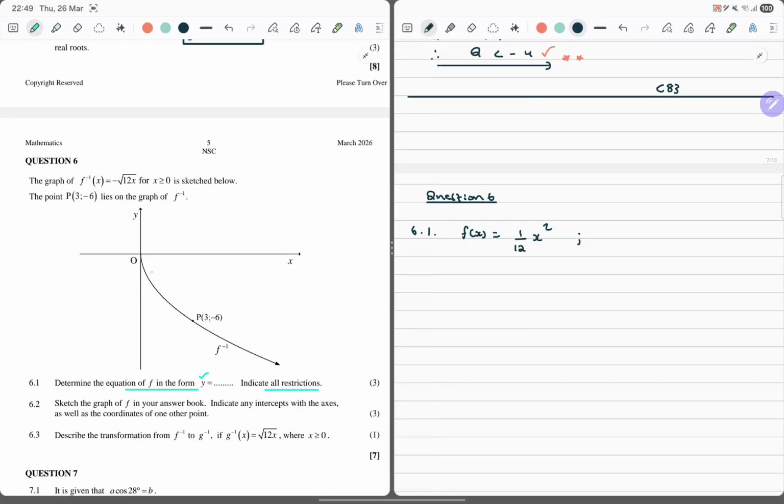Now, if the inverse is like that, remember the restriction on the domain of the inverse becomes the restriction on the range of the original. Right. But now the only problem is that with this kind of a situation, we're going to run into problems because the range for the original is positive for both parts.